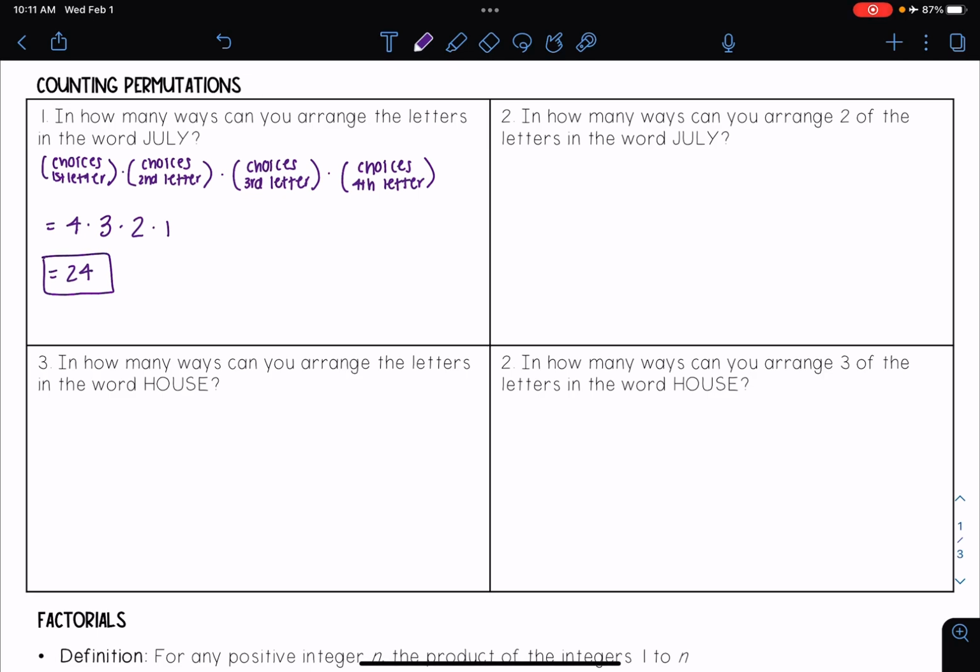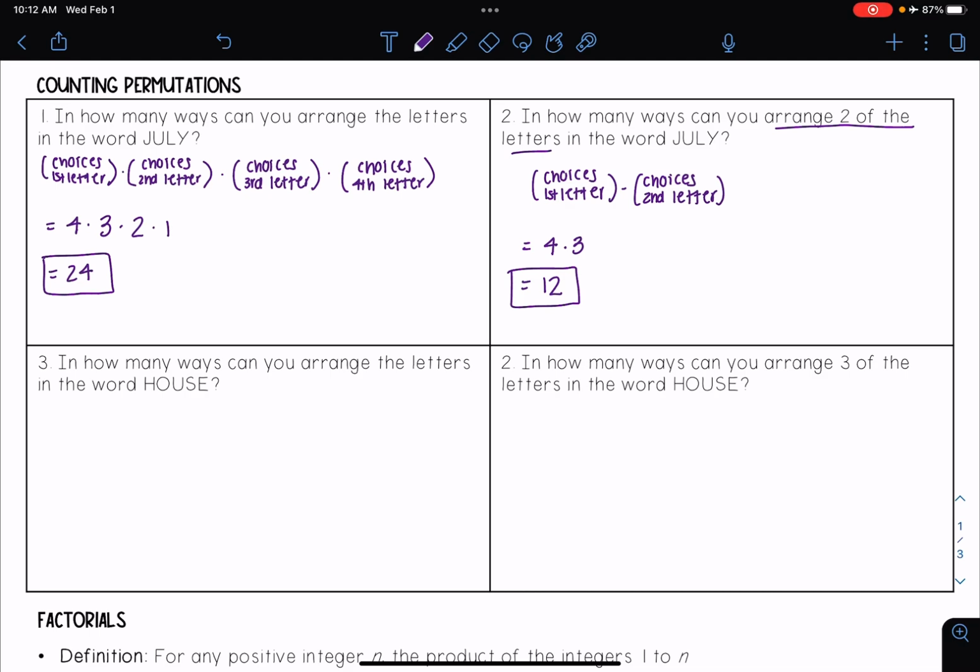Okay, number 2, now it says, in how many ways can you arrange 2 of the letters in the word July? So now I just want 2 of these letters. And so I'm going to think, okay, so number of permutations, I can have my number of choices for the first letter times the number of choices for the second letter. Well, I have 4 available choices for that first letter. Since I've now used a letter, I only have 3 left. So that means there are 12 ways, 12 permutations I can arrange 2 of the letters.